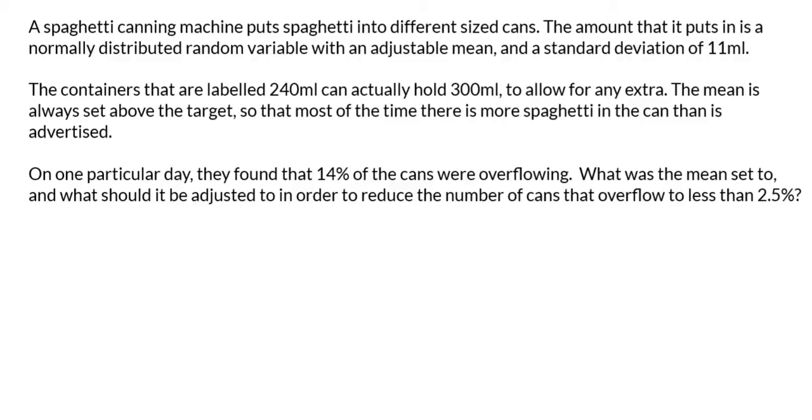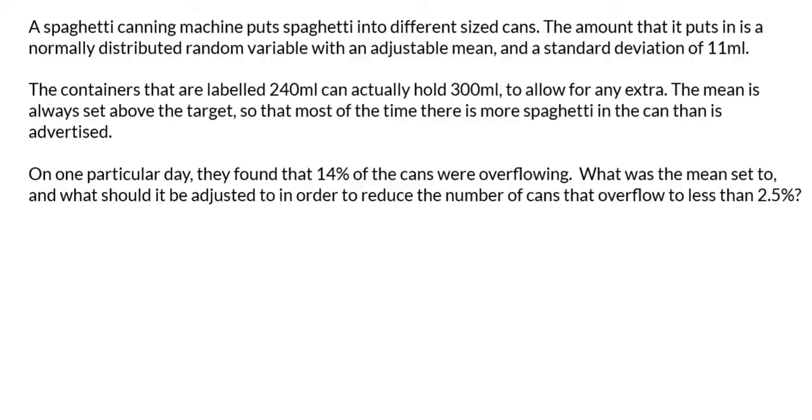Okay, this is quite a long question, but a spaghetti canning machine puts spaghetti into different sized cans. The amount that it puts in is a normally distributed random variable with an adjustable mean and a standard deviation of 11 mils. The containers that are labeled 240 mils can actually hold 300 mils to allow for any extra. So they make sure that it's bigger than what the packet is.